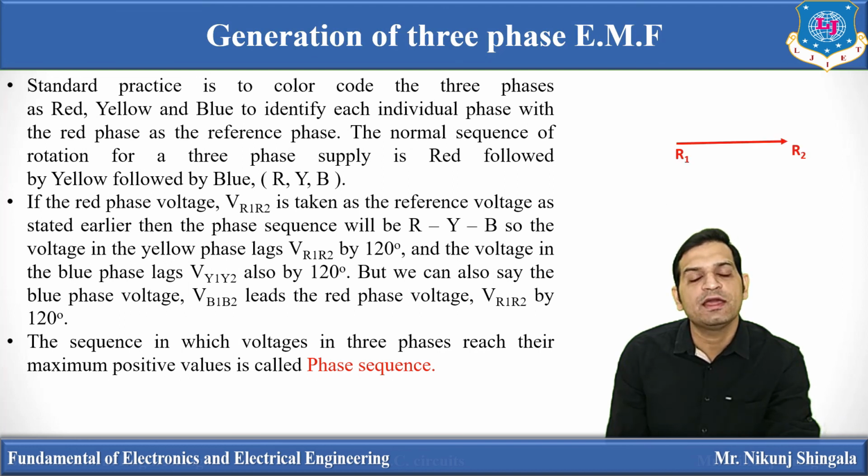Now moving towards the phasor diagram for three-phase alternating EMF. So R1R2 is taken as a reference. Then Y1Y2 lags behind R1R2 by 120 degree and B1B2 lags behind R1R2 by 240 degree. Here we can see the angle between all the phases is 120 degree. We always assume that phasors are rotating in the anti-clockwise direction. So B1B2 is lagging behind R1R2 by 240 degree, or B1B2 leads R1R2 by 120 degree. So this is how we can draw the phasor diagram for three-phase EMF.